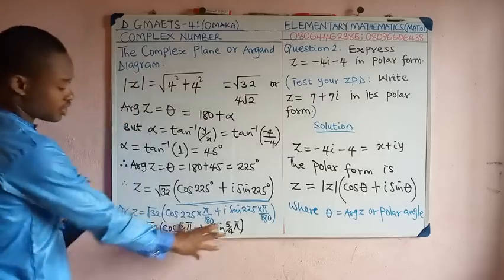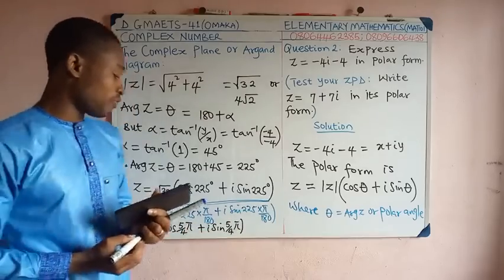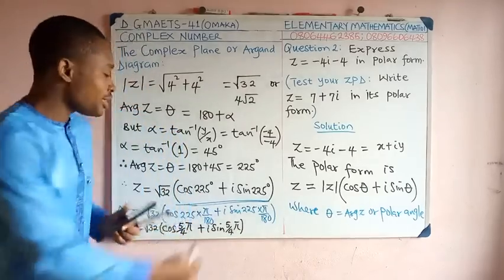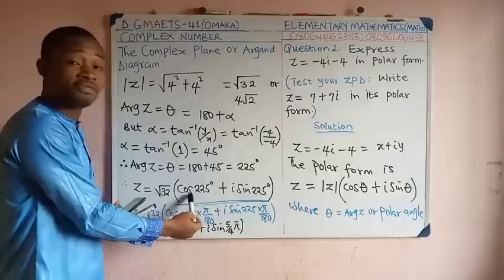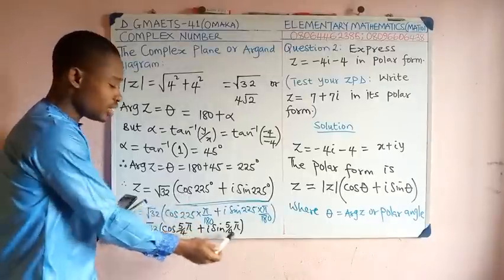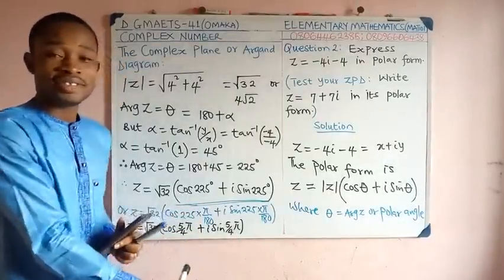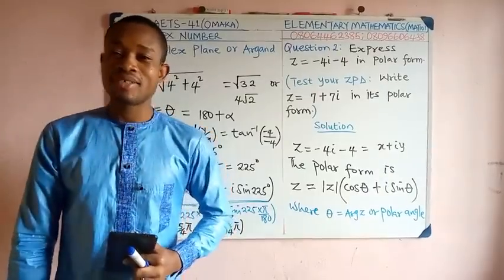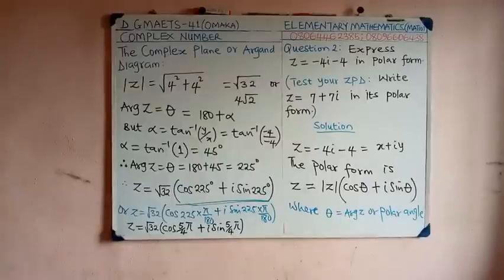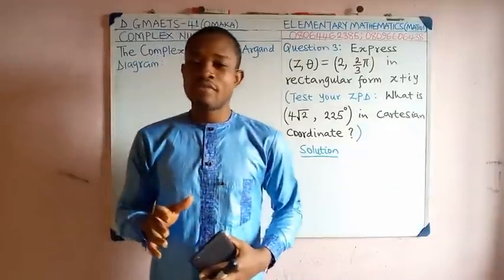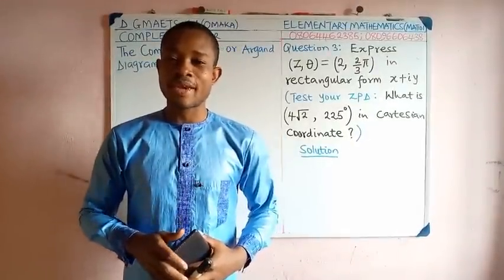So this is another alternative answer to the polar form of z. This gives us the value of the polar angle in degrees, this gives us the value of the polar angle in radians. Either of them is correct. And now we have this third question on the board, okay?